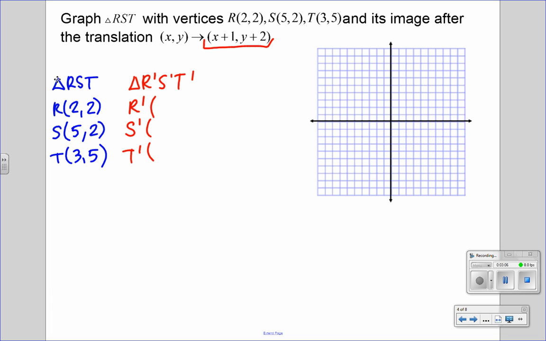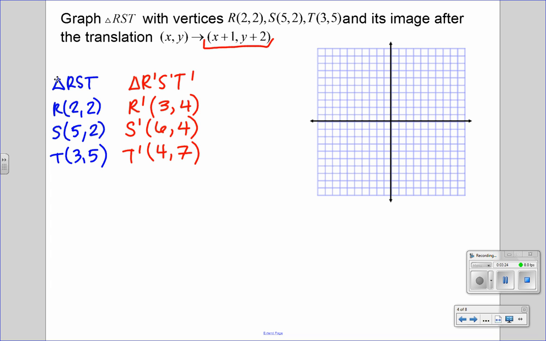So we're going to add 1 to all the x's and add 2 to all the y's. So if we start with R, 2 plus 1 is 3, and 2 plus 2 is 4. For S, 5 plus 1 is 6, and 2 plus 2 is 4. And the very last one, 3 plus 1 is 4, and 5 plus 2 is 7.